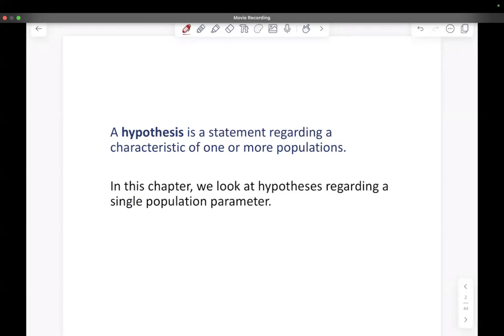We're going to say something like, I believe that the percent of people who are in favor of the death penalty is smaller today than it was previously. Or you can say, I believe that the percent of people without a landline is greater today than it was previously. So we're just going to take one characteristic and do a hypothesis surrounding that.